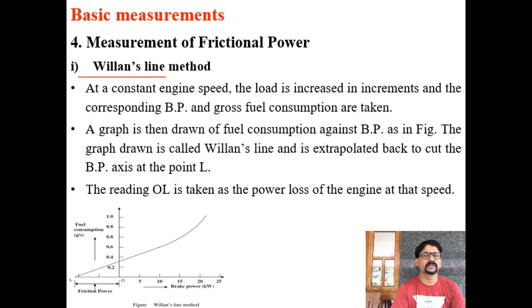So you have to run the engine at constant speed and the load is increased in increments, and the corresponding BP and the gross fuel consumption are taken. So you have to apply the load in steps, maybe 20%, 40%, 60%, 80% and then 100% or the full load. So 20% of full load, 40% of full load, like that, or in 25%, 50%, 75%. So in steps you have to increase the load and note down the brake power and also the fuel consumption. Then you have to plot a graph, that is fuel consumption against the brake power, as shown in the figure.